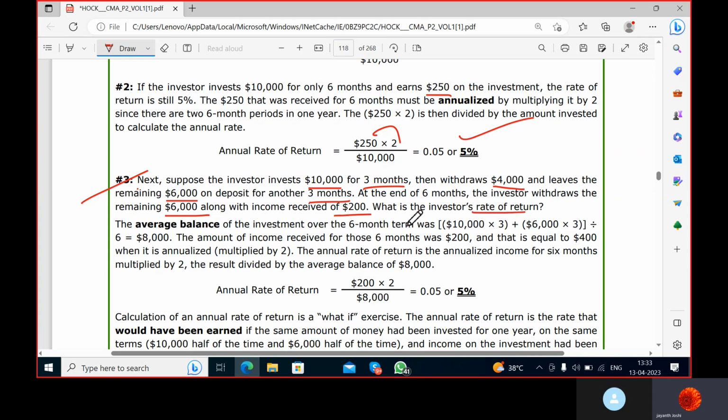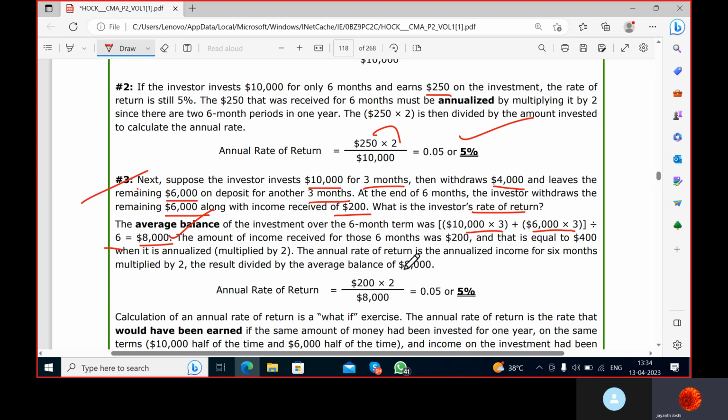For this, we'll try to see the average balance. Average balance of investment over the term of 6 months. So first he invested 10,000 for 3 months, and then next he has invested 6,000 for the next 3 months. That is in the span of 6 months. So average balance is 8,000, correct?